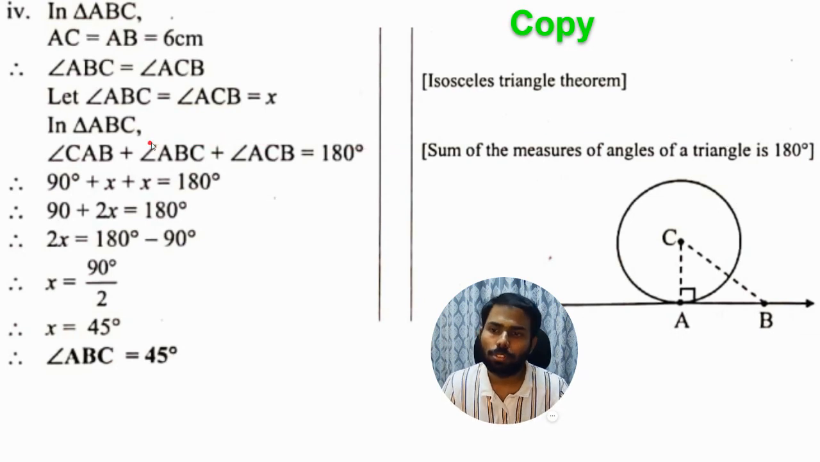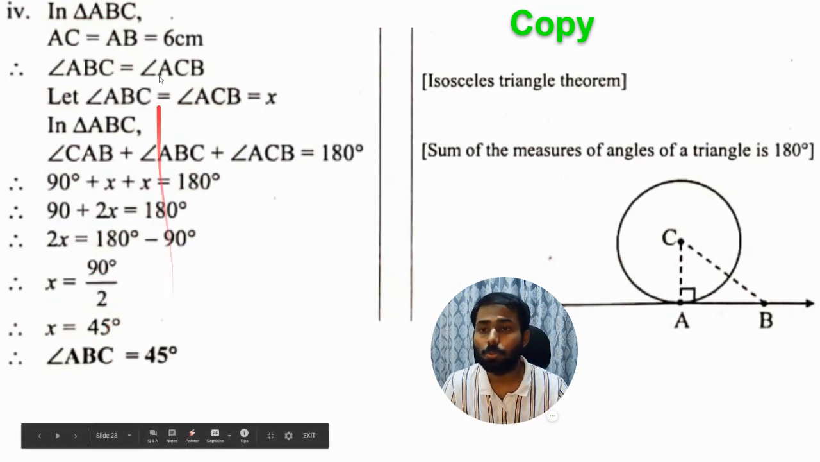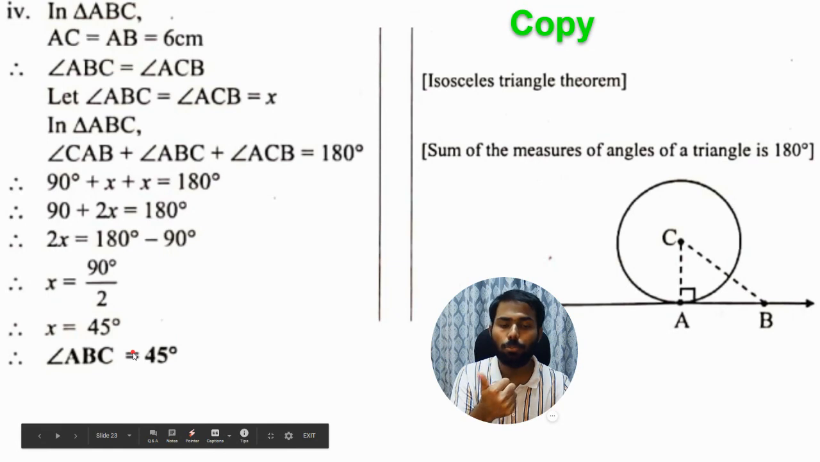Now substitute. Angle CAB, you know, is angle A, which is 90 degrees, and ABC and ACB we took as x. So x plus x will become 2x. Taking 90 degrees to the other side, 180 minus 90 is 90. Then take the 2 below, so divide both sides by 2, and you get 90 divided by 2, which is 45. So angle ABC is equal to 45. So this is one way to do it, using the isosceles triangle theorem.